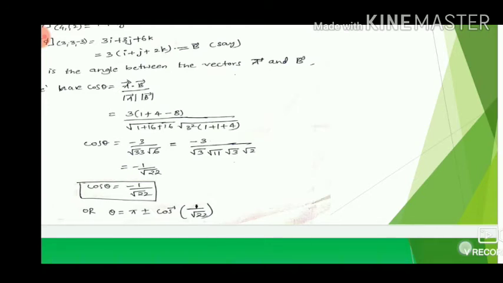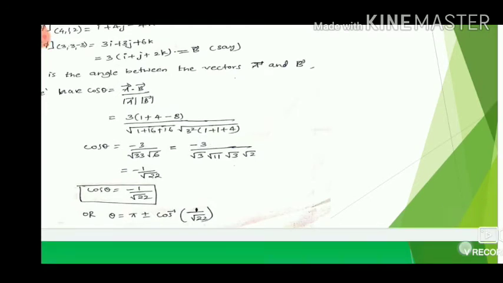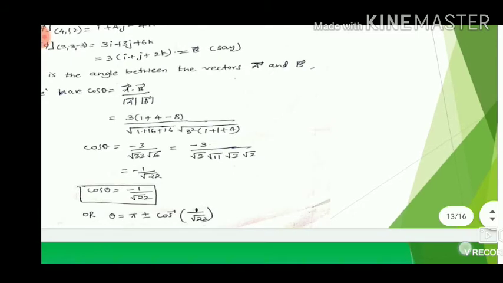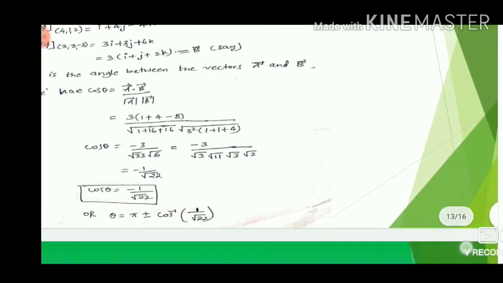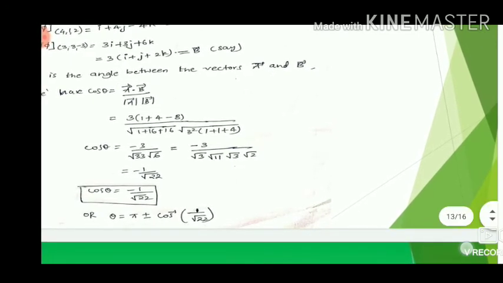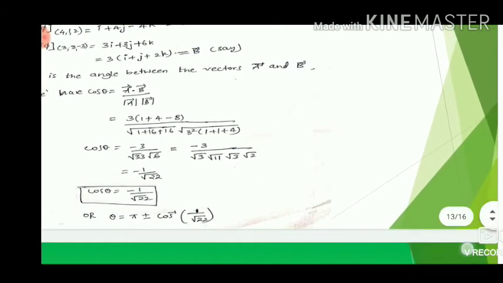So which we can also simplify, which is equal to minus 3 by, so 33 we can write as 3 into 11, so root 3 into root 11. So 6 we can write as 3 into 2, so root 3 into root 2. So finally minus 1 by root 22. So cos theta is equal to minus 1 by root 22.